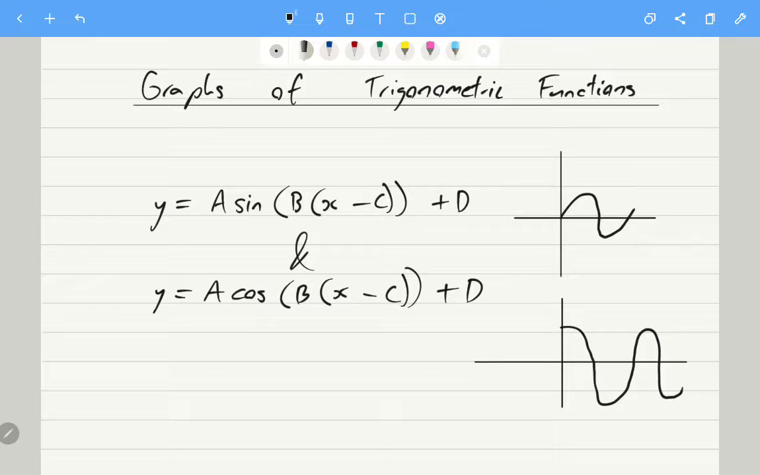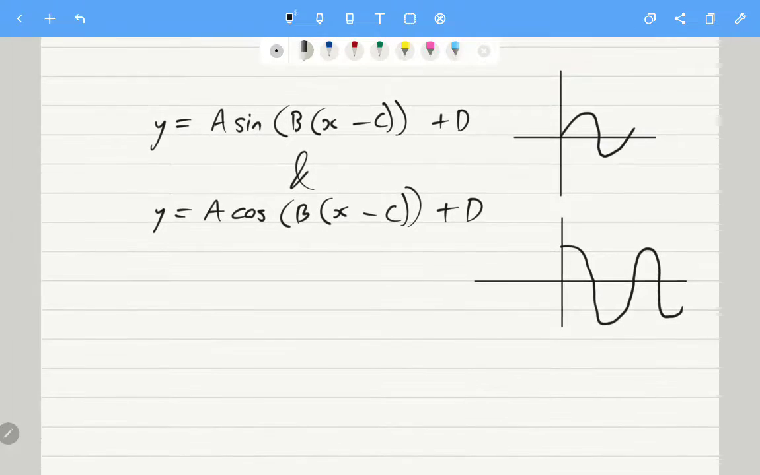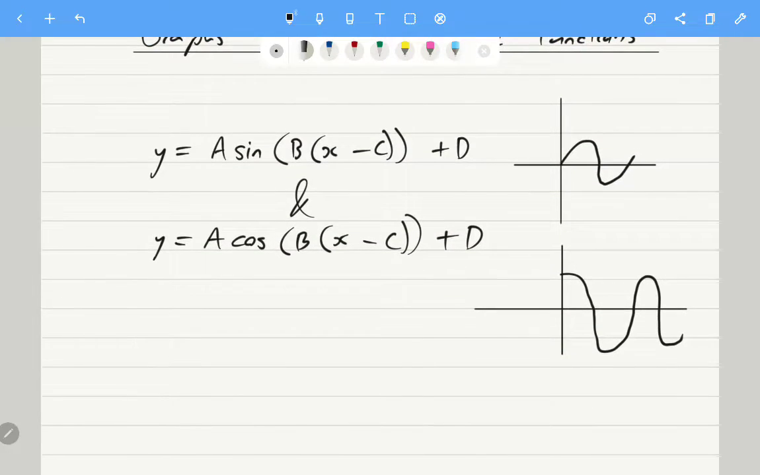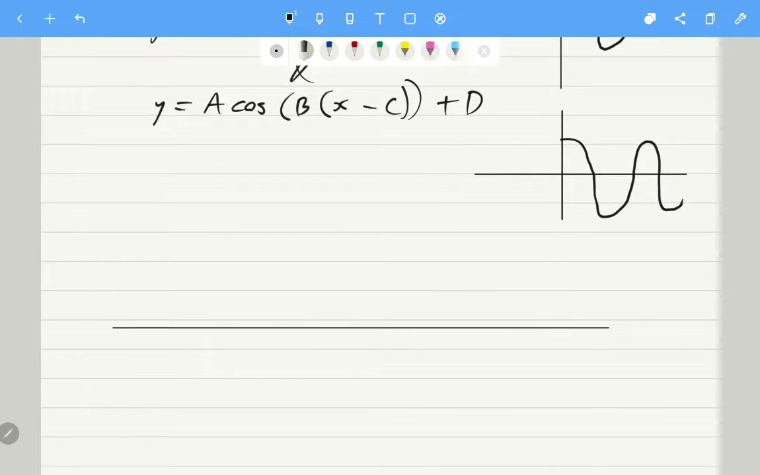So let's just talk through all of these different values. So we have the A, the B, the C, and the D. Let's quickly talk through them. So I'm going to do these as the cosine function, but obviously it's all the same for the sine function. It just changes the way it starts. So let's start off with some axes, and let's draw in some pieces of information.